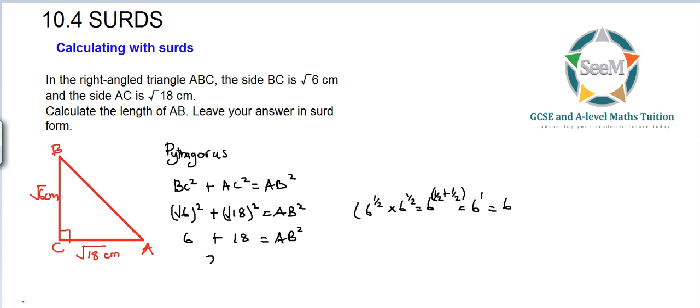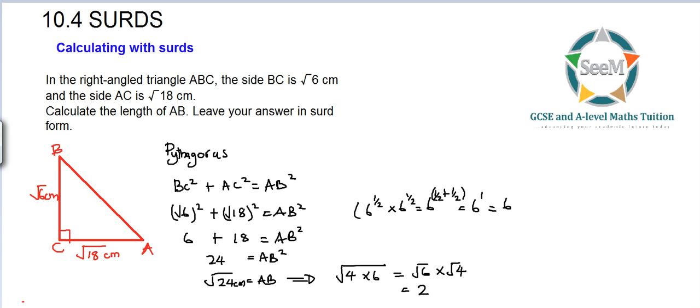6 plus 18 is 24 equals AB squared, and AB on its own is root 24 centimeter. Well, we're not going to leave our answer like that. We need to simplify this answer. Root 24 is the same as root 4 times 6, which equals root 6 times root 4. Root 4 equals 2, so we have 2 root 6 centimeter. And that's your answer in a simplified form.